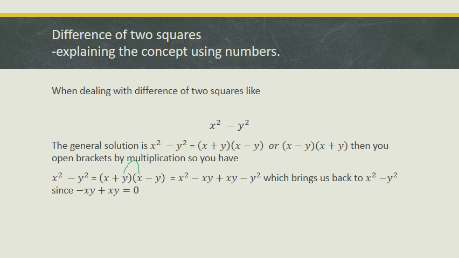Then you have y multiplying x to give you plus xy, and then you also have plus y multiplying minus y to give you minus y squared, because plus times minus is going to be minus, and y times y is going to be y squared. Which brings us back to x squared minus y squared, since minus xy plus xy is going to be 0. This cancels out. It's going to be 0.